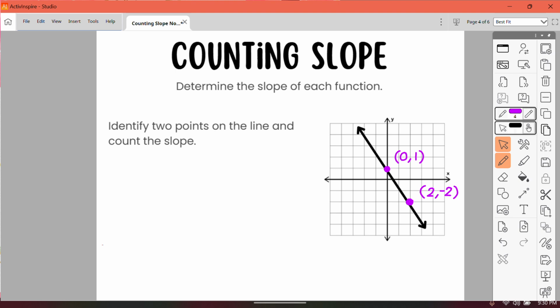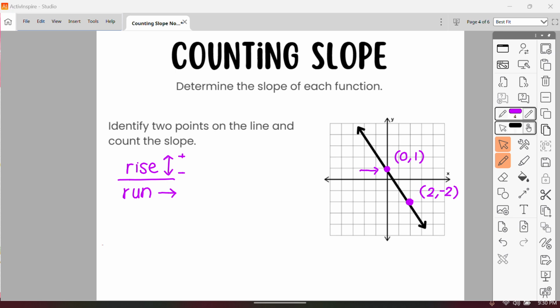Okay, now when I count my slope, I'm going to count rise over run. Remember, rise is going to tell me whether I'm going up or down, whether my slope is going to be positive or negative. And then for our purposes, we're always going to run to the right, which means we want to start on the left side. So of the 2 points that I have picked out, (0, 1) is the leftmost point. So I'm going to start there and count towards the right, okay?